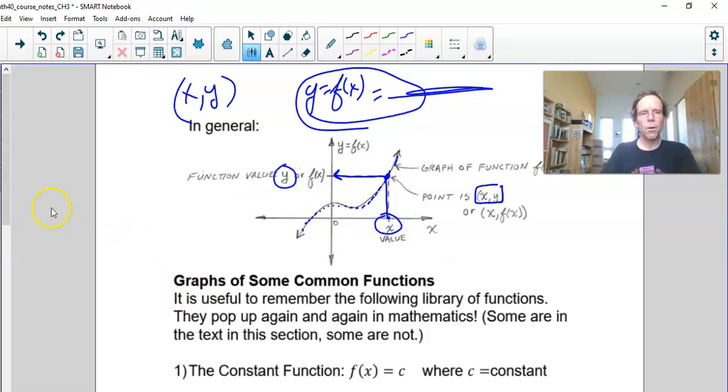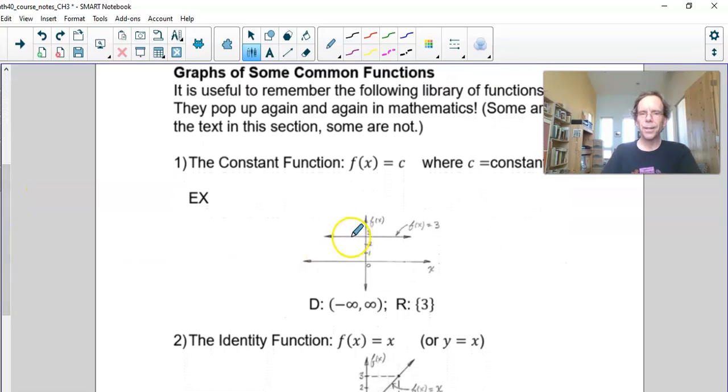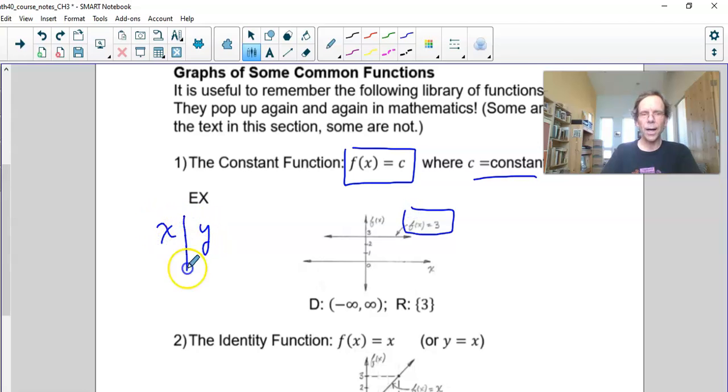So let's go over some real basic functions. The simplest function possible is a constant function, where f of x equals c, where c is a constant. In this case, I've drawn the graph of f of x equals 3. If we made a table of points, x and then y, remember y is f of x here, and in this particular example, it's 3.